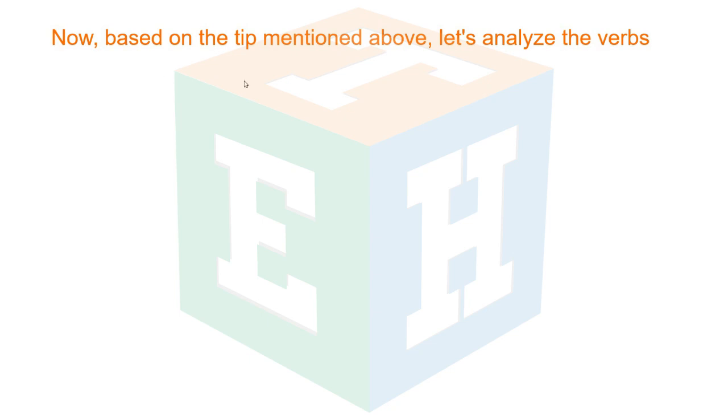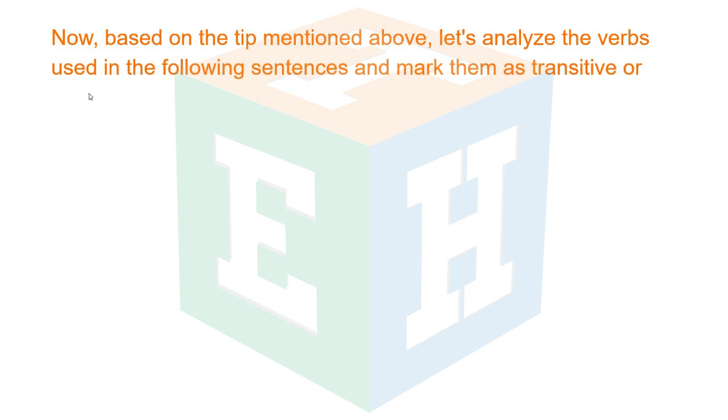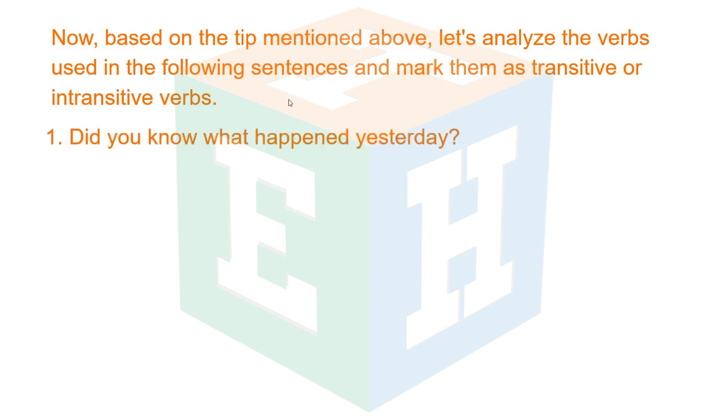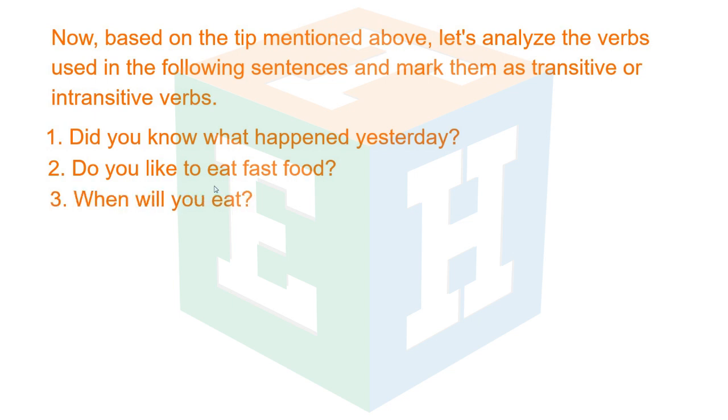Now, based on the tip mentioned above, let's analyze the verbs used in the following sentences and mark them as transitive or intransitive verbs. Number 1. Did you know what happened yesterday? Number 2. Do you like to eat fast food? Number 3. When will you eat?